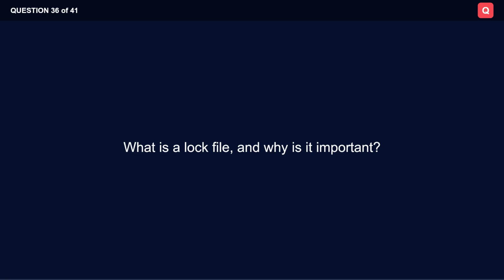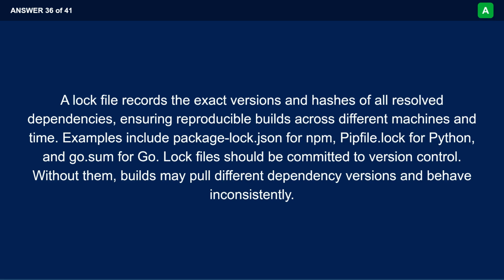What is a lock file, and why is it important? A lock file records the exact versions and hashes of all resolved dependencies, ensuring reproducible builds across different machines and time. Examples include package-lock.json for NPM, Pipfile.lock for Python, and go.sum for Go. Lock files should be committed to version control. Without them, builds may pull different dependency versions and behave inconsistently.